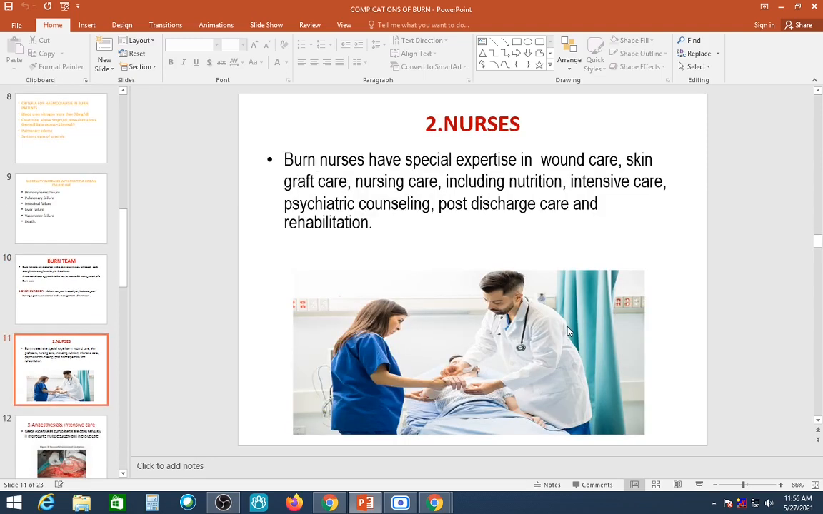Understood? Second is we nurses. As we all know, burn nurses have special expertise. We need to do wound care, skin care, and help with skin grafting. We need nursing care, fluid management, infection control, and nutrition. Then we need to give counseling and motivate the patients in that situation.